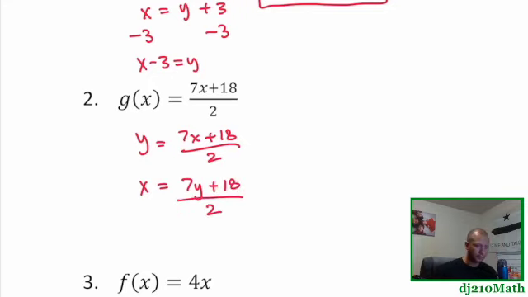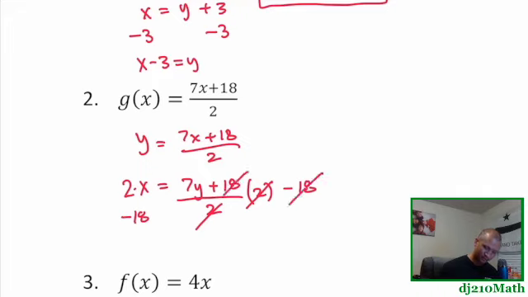And now we're going to solve for y. Multiply both sides by 2. Cancel, cancel. Subtract 18 minus 18. Let's clean this up a little bit, because that's going to cancel. So 2x minus 18 is equal to 7y.